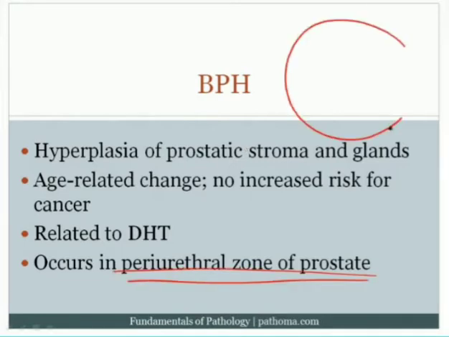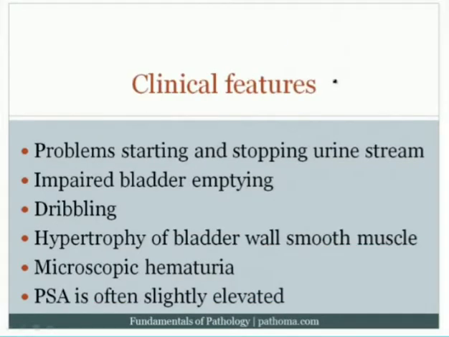So that if I took the prostate on cross-section and the urethra is running through the center of it, BPH occurs here around the periurethral zone. Now that's particularly important because BPH will then result in compression of the urethra, and most of the clinical features of BPH are all due to urinary obstruction. For example, patients will have problems starting and stopping the urine stream. Patients also experience impaired bladder emptying.